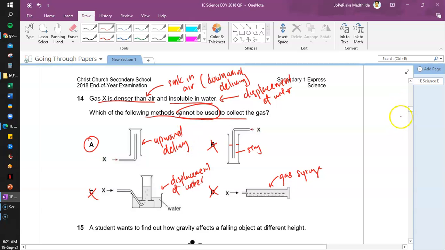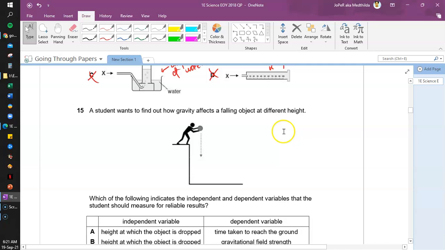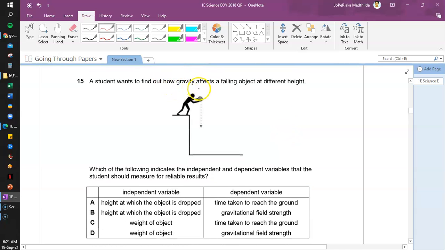Okay, next, let's go down. A student wants to find out how gravity affects a falling object at different heights. So I say, sure, this is a physics question. No, this is actually not, because we are testing the scientific endeavor. Nature of science is the scientific method. So which of the following indicates the independent and dependent variable?